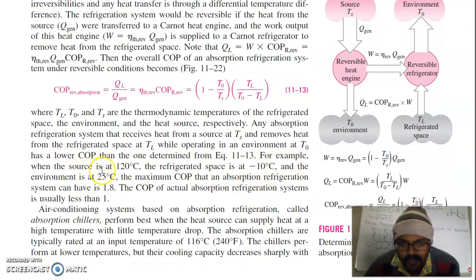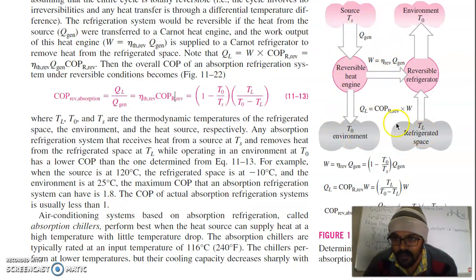For example, when the source is at 120 degrees Celsius, the refrigerated space is at minus 10 degrees Celsius, and the environment is at 25 degrees Celsius, the maximum COP that an absorption refrigeration system can have is 1.8. The COP of a real refrigeration system is usually less than 1. So determine the maximum COP of the absorption refrigeration system. So this is the given, the maximum COP at which you can operate.